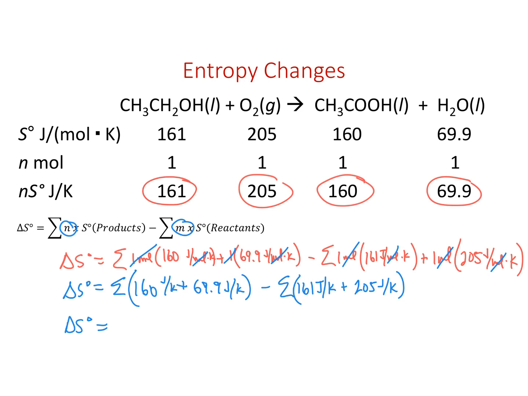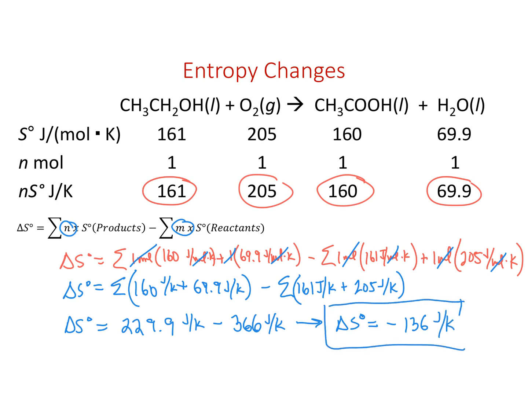So I'm going to add those two together, and I get approximately 229.9 joules per Kelvin, minus the entropy of my reactants, which is about 366 joules per Kelvin. Now I can subtract those two, and I get a change in entropy for this reaction of approximately negative 136 joules per Kelvin.